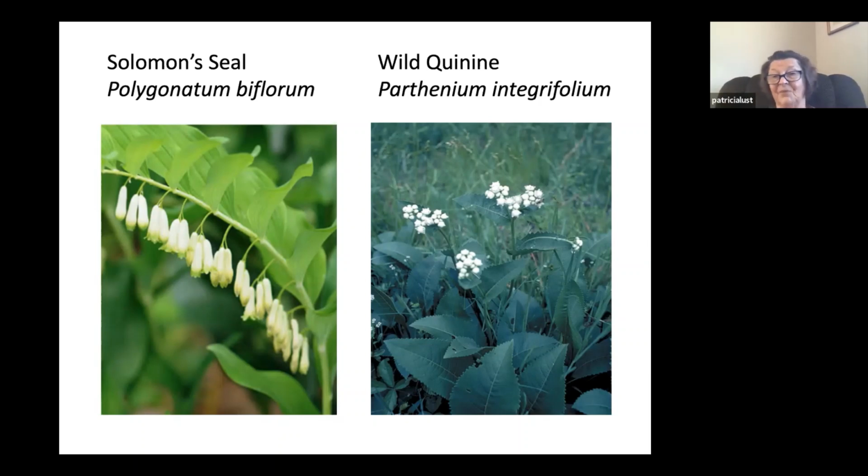The wild quinine on the right, I must get a picture from my own garden to put into this slot here, because what grew in my yard last summer was way more beautiful than any of the photographs that Lady Bird had on her website.